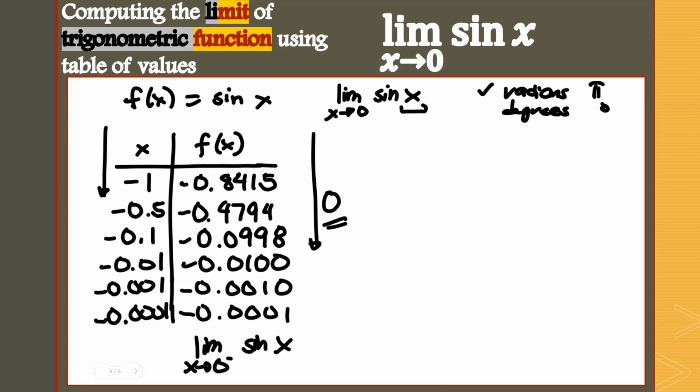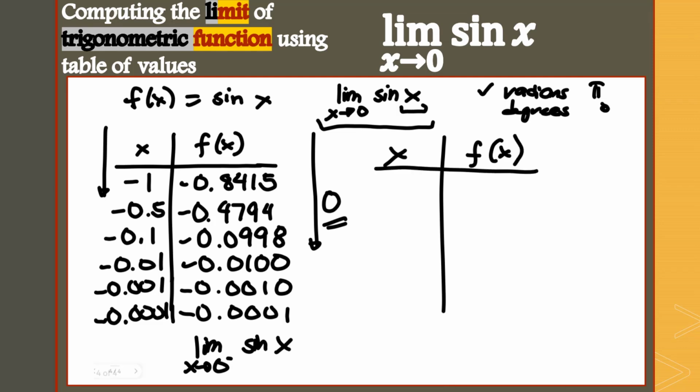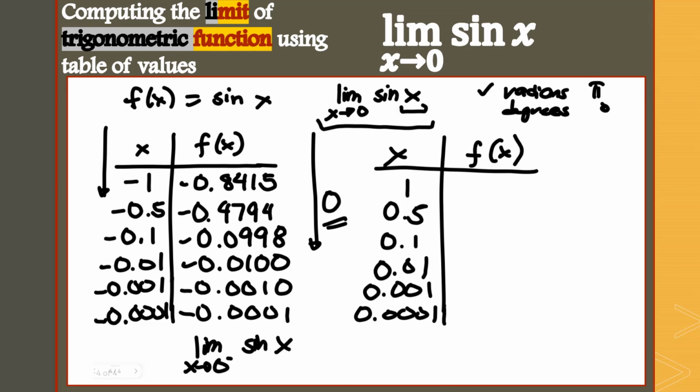For the limit to exist, we need to make sure that the limit from the right is also equal to 0. So you will have the values from the right of 0. We are going to use the positive values 1, 0.5, 0.1, and to mirror the values we used from the left, you have 0.01, 0.001, and 0.0001. Plugging this in your calculators, you will get the values which are actually just mirrors of the values of your f of x, only positive.